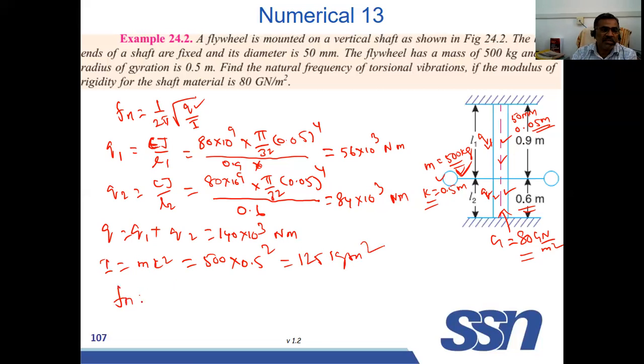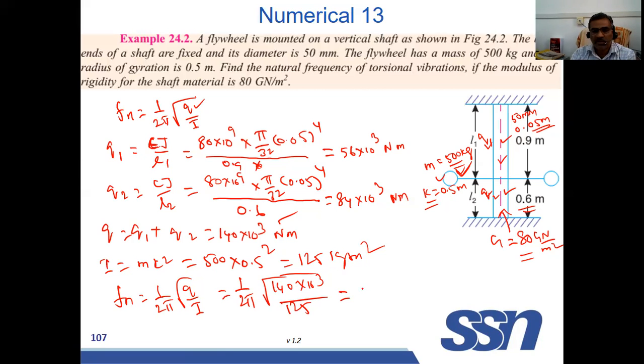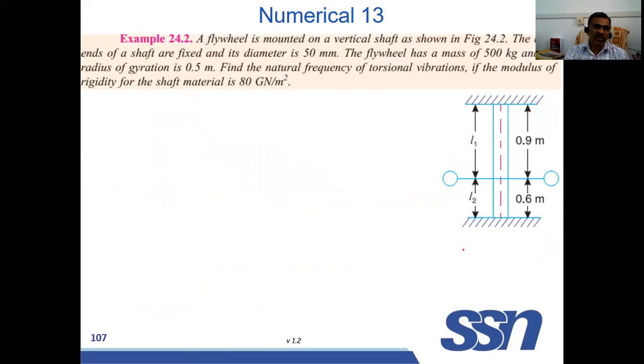Now the frequency Fn is equal to 1 by 2 pi into root of Q by I. So 1 by 2 pi root of, what is the Q? It is 140 into 10 power 3 divided by I is equal to 125. So that will give the natural frequency 5.32 hertz. So this is the way you can solve this.